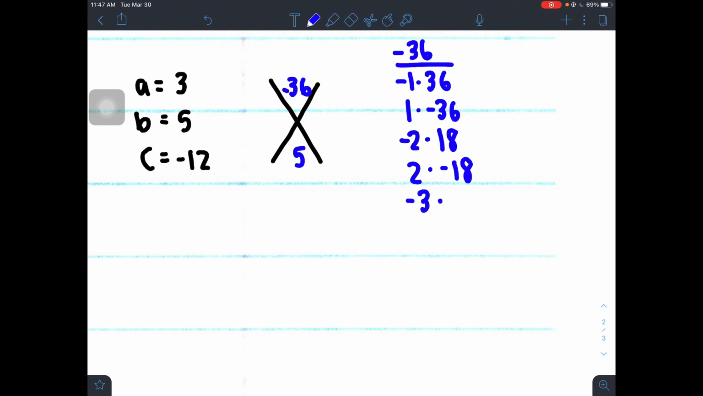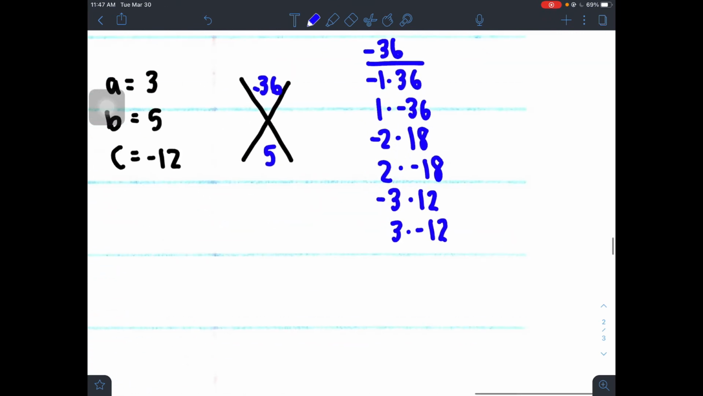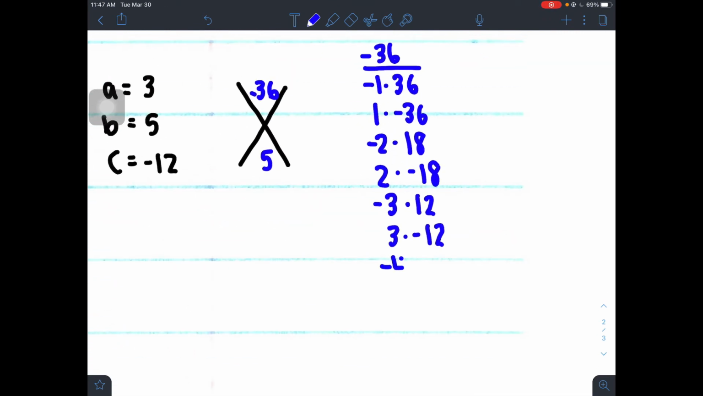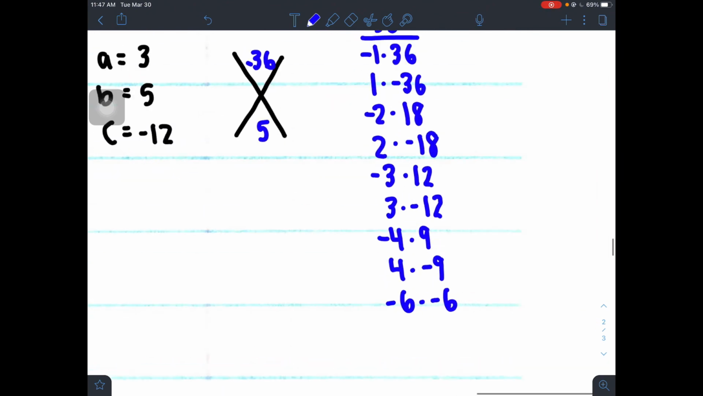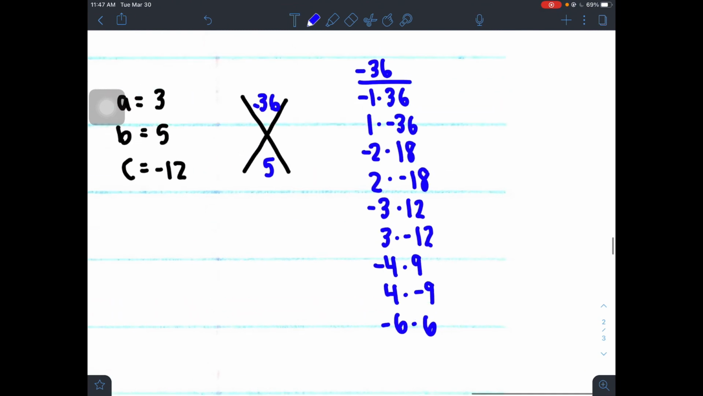3 and 12. Negative 3 times positive 12 don't add up to make 5. Or 3 times negative 12 still doesn't add up to make 5, so you keep going. We have negative 4 and positive 9. That one makes 5, so let's go ahead and use that one. We also have 4 times negative 9. I'm going to go ahead and list out the rest because there's not very many left. We have negative 6 times negative 6. Negative 6 and positive 6. Those are our last two.